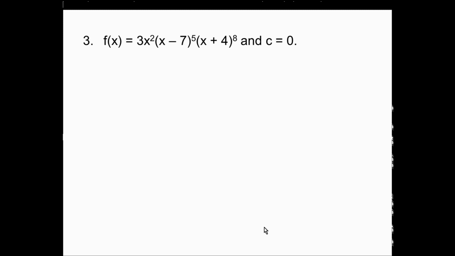Number 3, same function again. f(x) = 3x squared times (x - 7) to the 5th times (x + 4) to the 8th. My value of c is now 0. Does c equal 0 make any factor equal to 0?